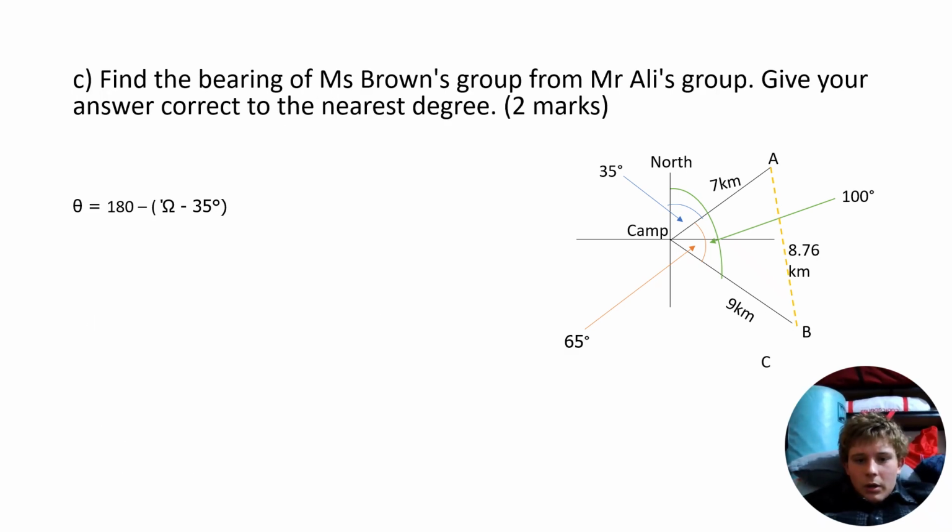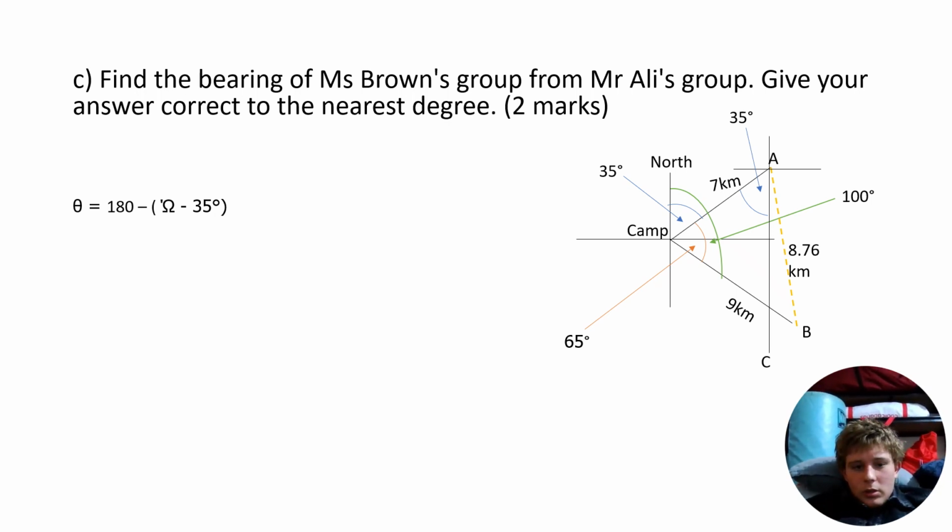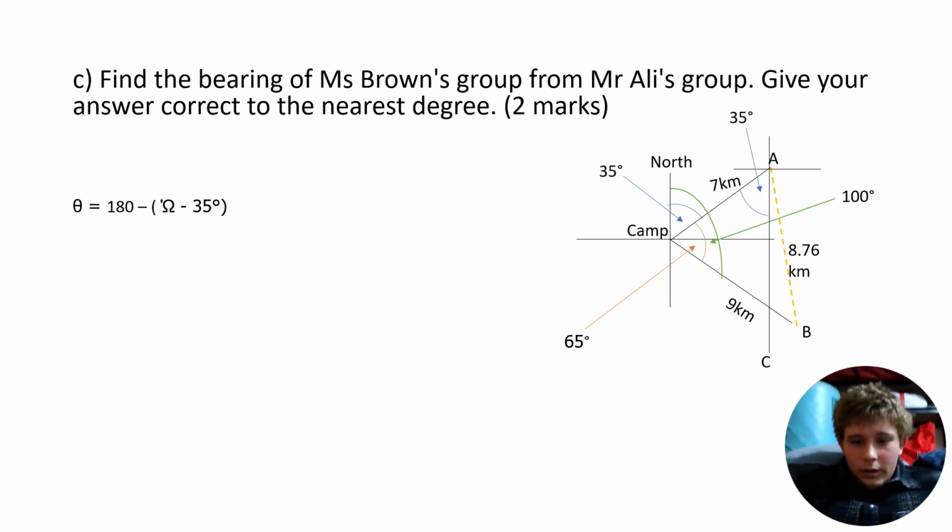Now on to part C, the final part. We need to find the bearing of Mrs. Brown's group from Mr. Ali's group. Give your answer to the nearest degree. I've skipped ahead accidentally, but it is fine, I'll explain what is going on. On the left here, this angle theta equals 180 minus bracket omega minus 35 degrees. That is what will equal the final answer.